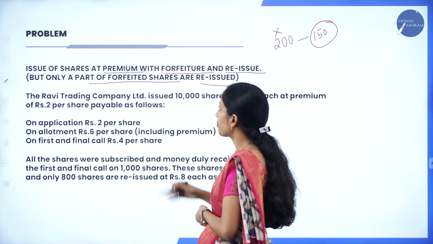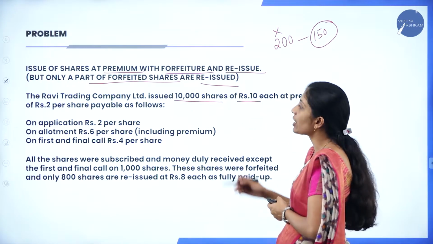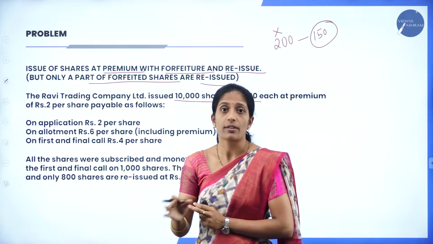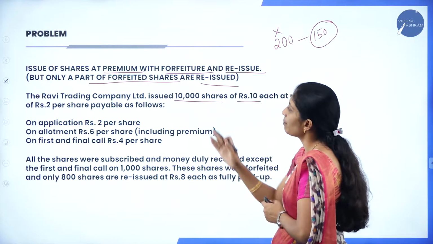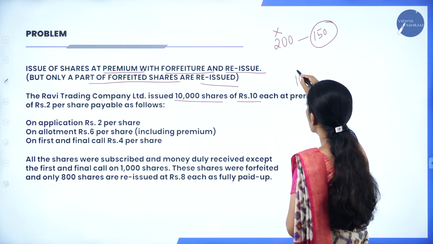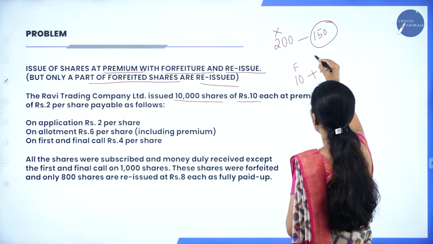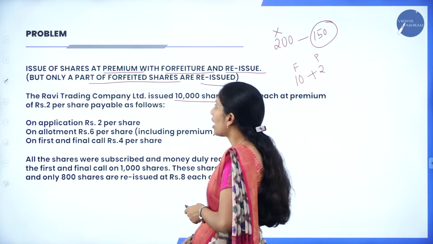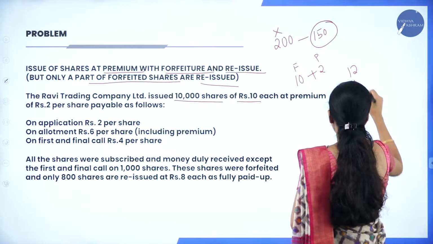The Ravi Trading Company Limited issued 10,000 shares of rupees 10 each at a premium of rupees 2 per share. They are going to issue, not reissue. They are going to issue the shares at a premium, that is 10 plus 2. So 10 rupees will be the face value and 2 rupees will be the premium. Payable as follows. Now how they are going to pay this 12 rupees, that is including premium.